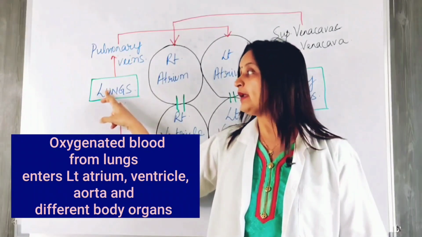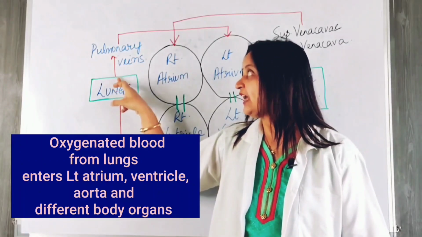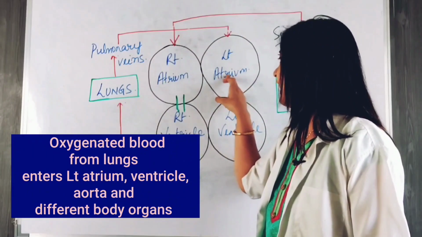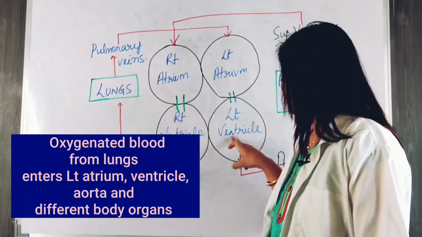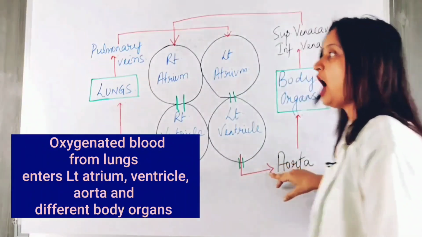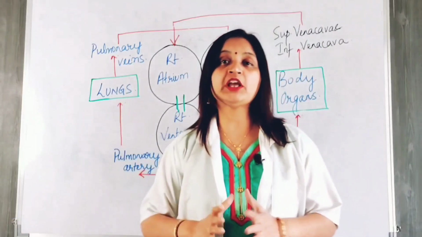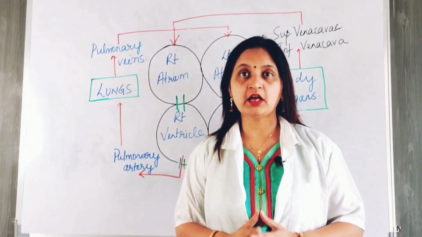The deoxygenated blood gets oxygenated in the lungs, and the oxygenated blood is carried by the pulmonary veins and returns to the left atrium. From the left atrium it enters the left ventricle, which pushes the blood into the aorta, and the aorta then distributes the blood to various body organs. So this is how the circulatory system of the heart works.